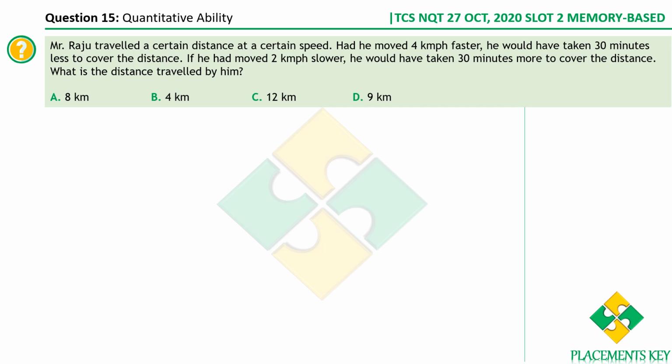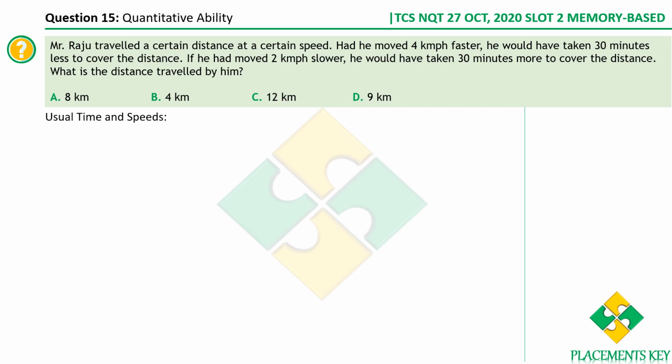Mr. Raju traveled a certain distance at a certain speed. Had he moved 4 kilometers per hour faster, he would have taken 30 minutes less. Or if he had moved 2 kilometers per hour slower, he would have taken 30 minutes more. So what is the distance traveled by him? We know that the distance is constant, just that he's moving either faster or slower than the usual speed.